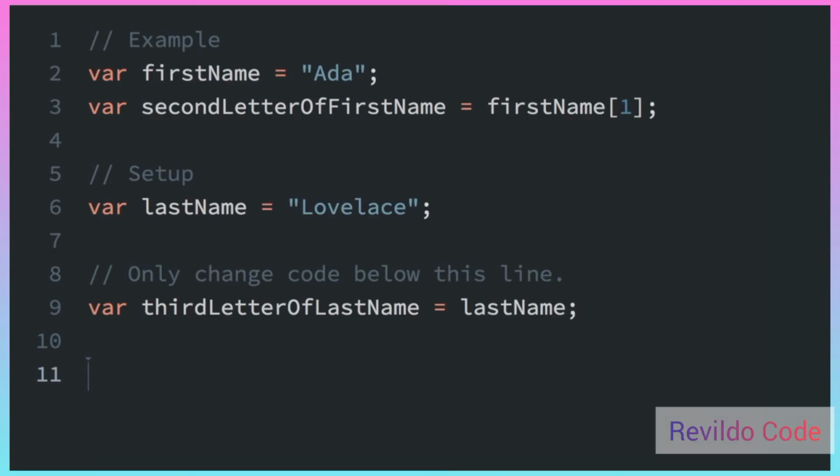You can use bracket notation to get any character position in a string. So earlier we did the first position, but here's how you would get the second position. Remember the 0 index. So 1 is the second position, 0 is the first position. We can also get the third letter of the last name using the brackets. We'll just put 2 in the brackets to get the third letter of the last name.